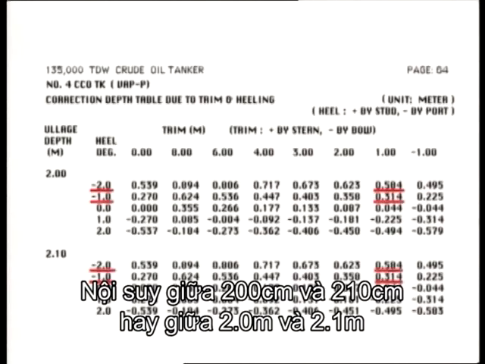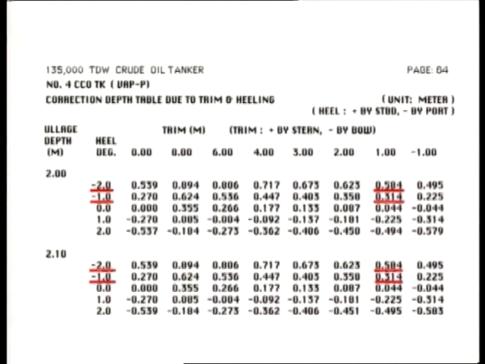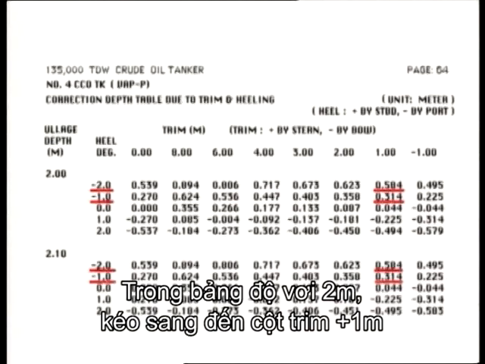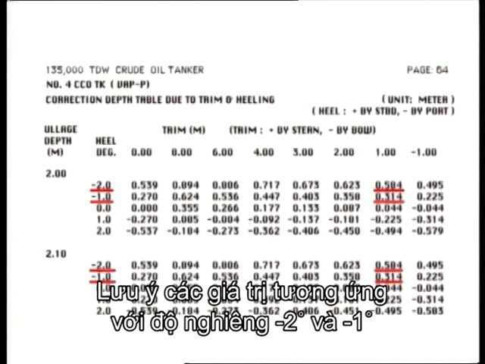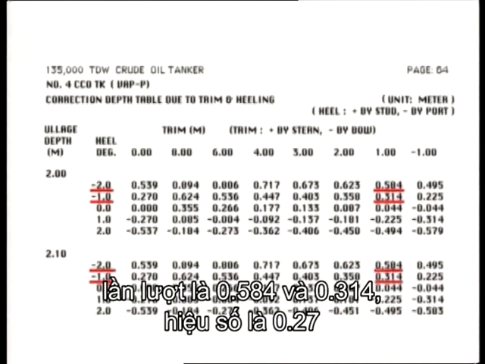Interpolate between 200 and 210 centimetres, or 2.0 and 2.1 metres, as shown. In the table for 2 metre ullage, move across to the positive 1 metre trim column. Note the readings for negative heel, 2 degrees and 1 degree. These are 0.584 and 0.314 respectively, a difference of 0.27.